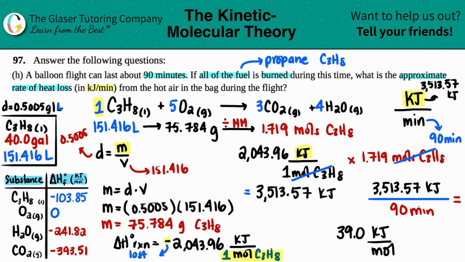39.0. And that's, not kilojoules per mole, that's like an instinct, kilojoules per minute. So that means for every 1 minute, the propane as the fuel is releasing 39 kilojoules of heat. And then in 2 minutes, it would be 39 plus 39. And then in 3 minutes, you would just times this by 3. All the way up until 90 minutes to get the full 3,513 kilojoules. But that's it, guys. This question is finally done.